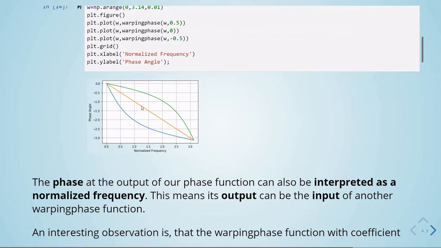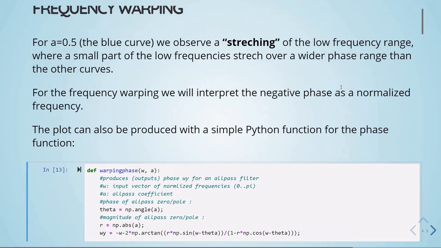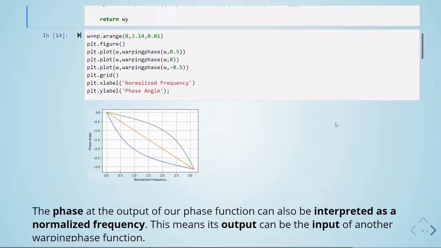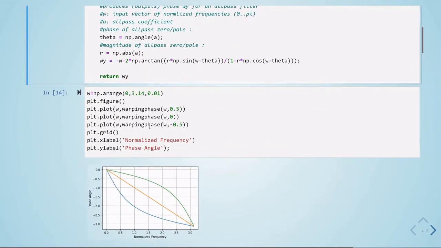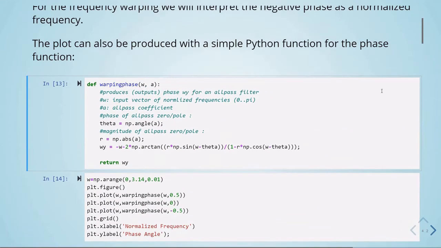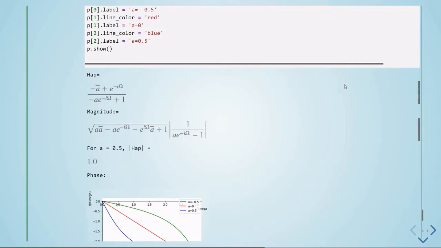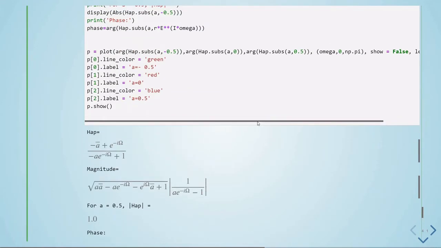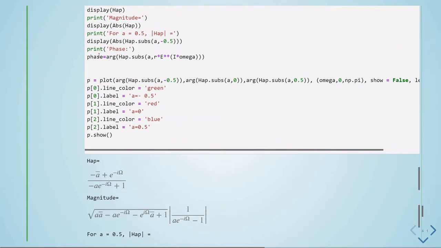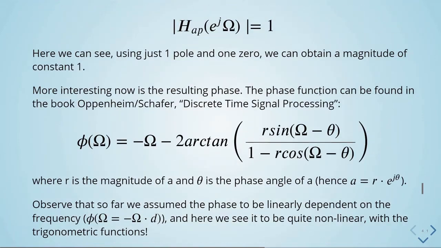So when we compare with the other curves, we see this stretching. Yeah. So this is another way to have the same plot. This time we used SymPy to obtain this plot. So we didn't use the equation given by this book.